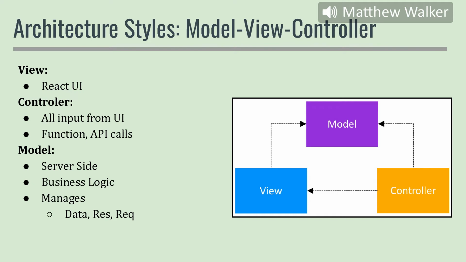The view can be explained as the React-built UI that the user sees and interacts with. This is where the user accesses presented data and chooses what functionality they want from the application. The controller encompasses all input taken from the user by the React UI. The inputs are used to make function and API calls, thus controlling data flow and use. The final model partition entails the entire server side, which is responsible for all the business logic. The server manages data, responses, and requests, and as a result, is the entire model of the system.